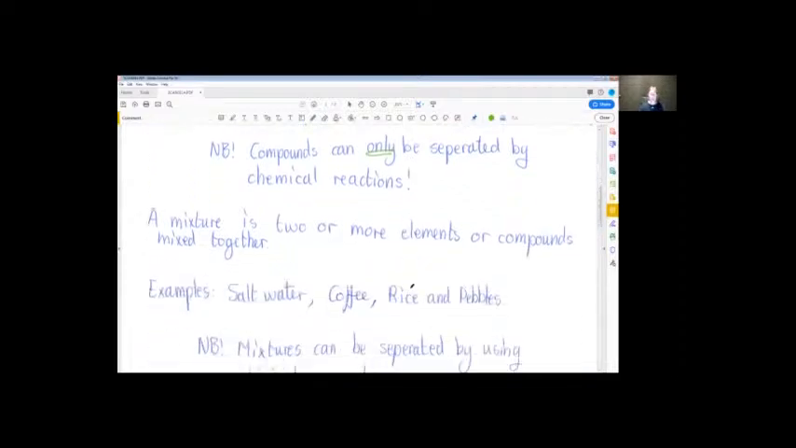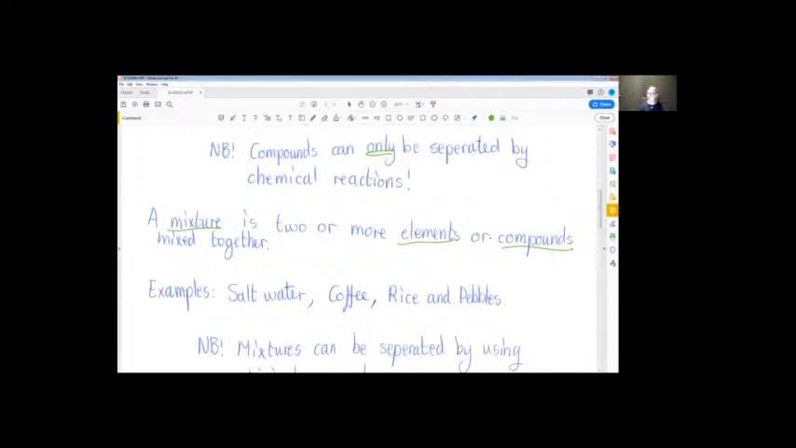Okay, so a mixture is two or more elements or compounds mixed together. So here's examples. Salt water. Here we've got some salt and some water. So this is two compounds mixed together. We've got coffee. We can mix rice and pebbles. It doesn't necessarily need to be something that is homogeneous.